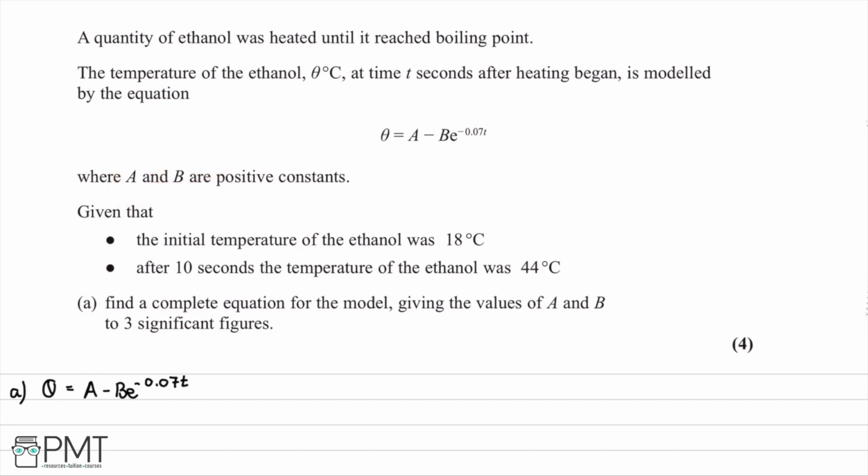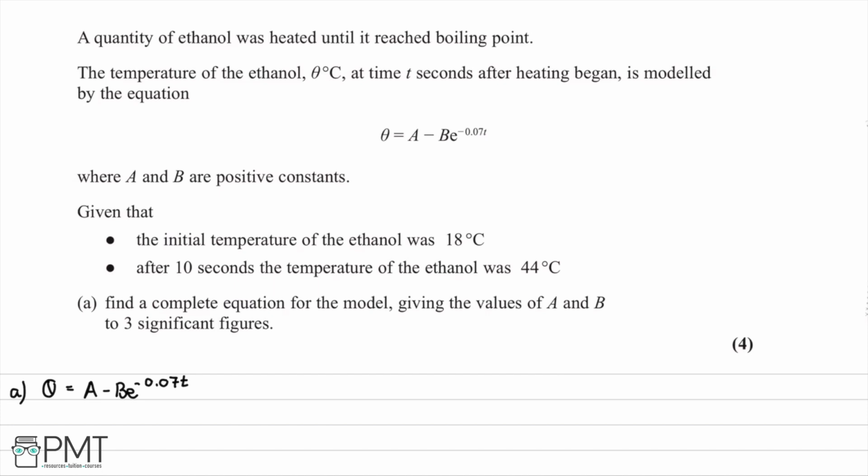We're given two pieces of information here. We're told firstly that the initial temperature of the ethanol was 18 degrees C, and that after 10 seconds, the temperature of the ethanol was 44 degrees C. So we are asked to use this information to find a complete equation for the model, and we're told to give the values of A and B to three significant figures.